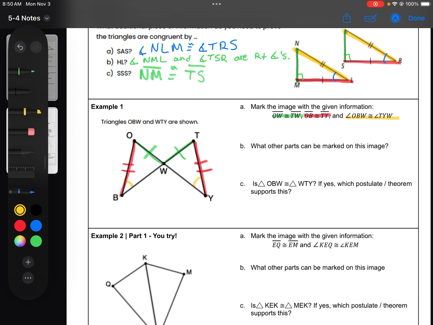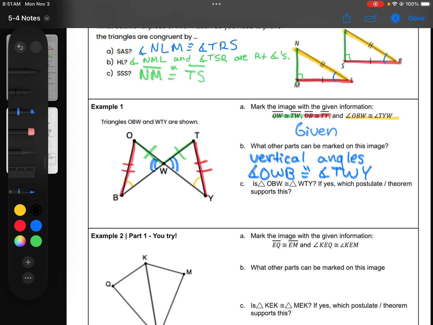What other parts can be marked on this image? So we were marking the given information here, which is great. But if you look at this image, we do have a pair of vertical angles. So the vertical angles here are going to be OWB is congruent to TWY. So angle OWB is congruent to angle TWY by the vertical angles theorem. So are the two triangles congruent? If yes, which postulate or theorem supports this?